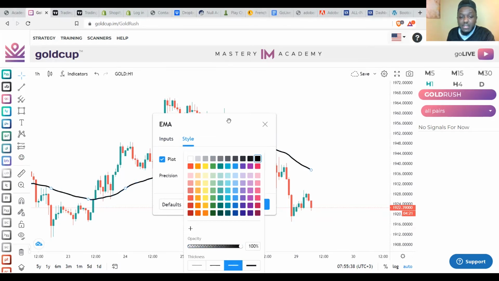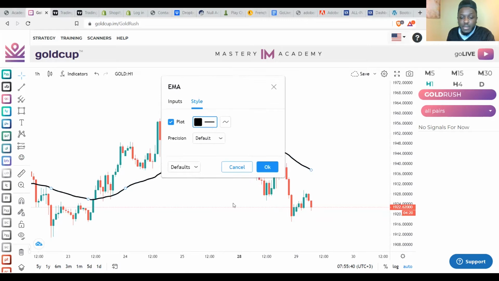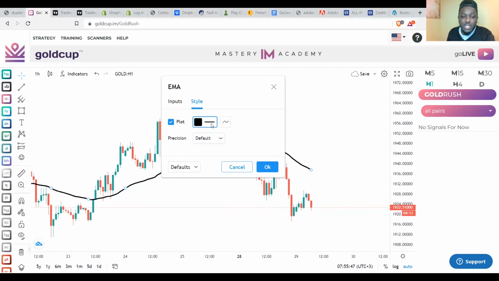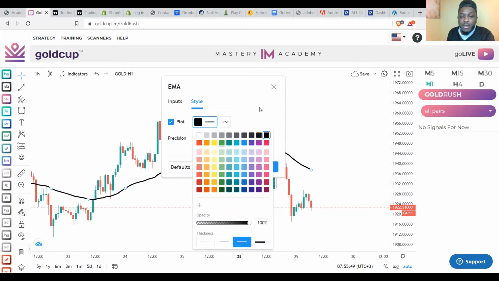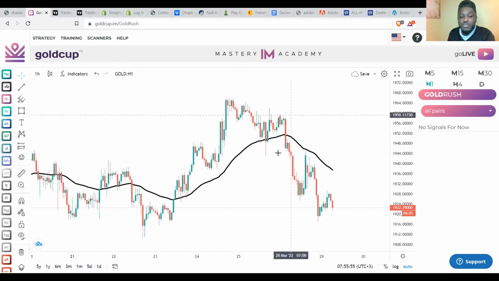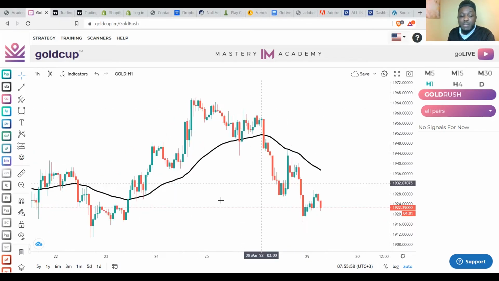I'm gonna make it black, just because I have a way I use my colors. I'll sometimes use black or green on 50, but anyway, let's not get into that. So again, now you have your moving average right there. I'm going to go into it, right?